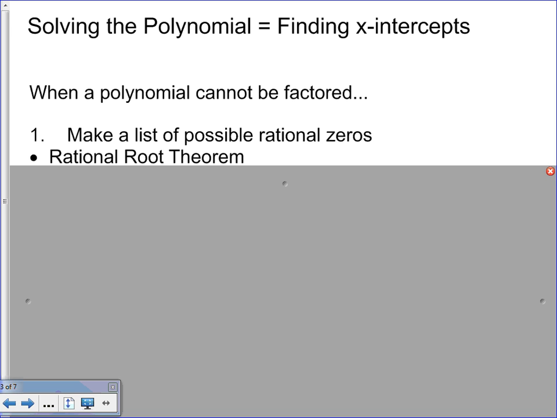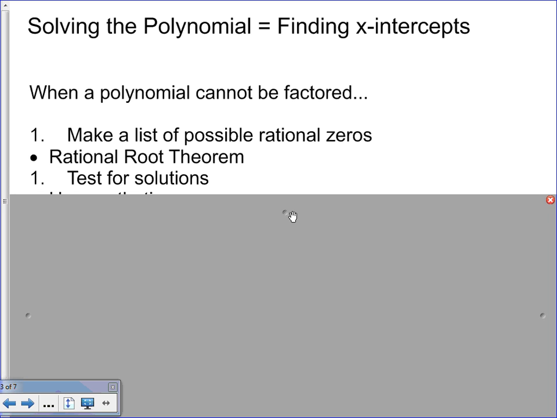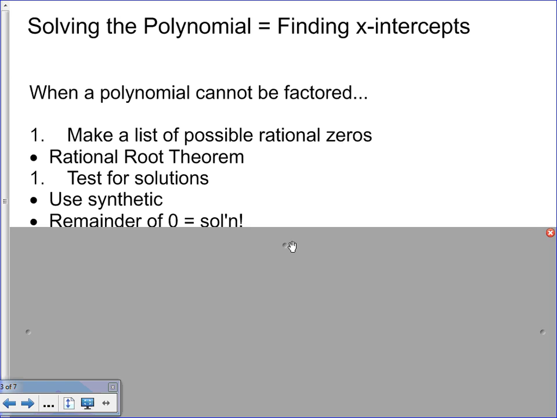Okay. So when a polynomial cannot be factored, first we're going to use the rational root theorem to make a list of possible rational zeros, and then we're going to test for solutions. That should say number 2. Now, to test for which numbers are actually solutions, you're going to use synthetic.